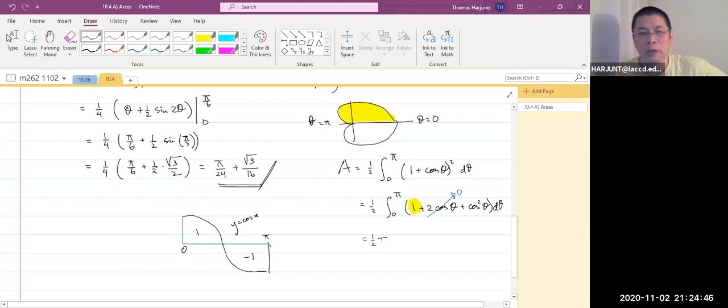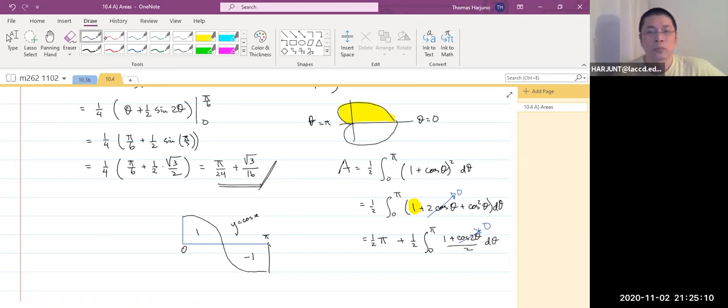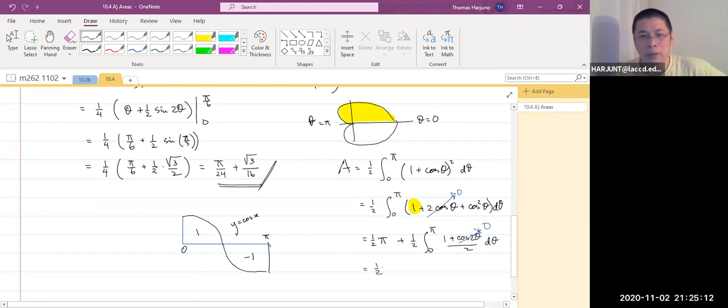So this will be 1/2 pi plus 1/2 integral from 0 to pi of cosine squared theta. For the same reason, you will see that this part is going to be 0. And that will be pi over 4. In total, the area will be 3 pi over 2.